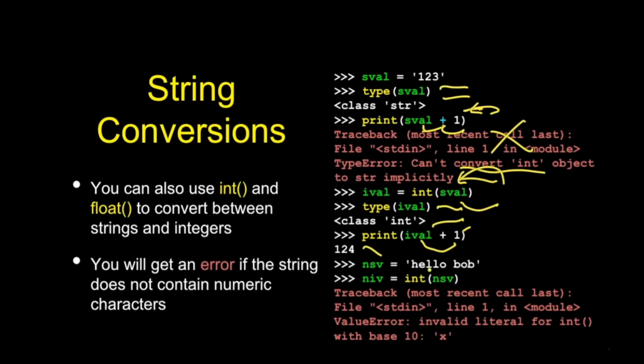Now, int is not magic. If you send something into it, a string that doesn't consist of digits, then you're going to end up with another error. Invalid literal for int with base 10. So it's really complaining. It says, I want these to be numbers here, and you just gave me letters, so that's going to cause this to fail.